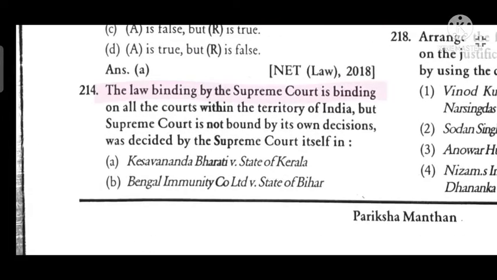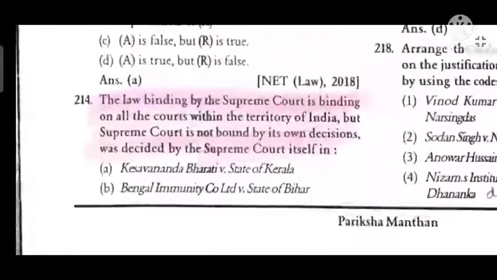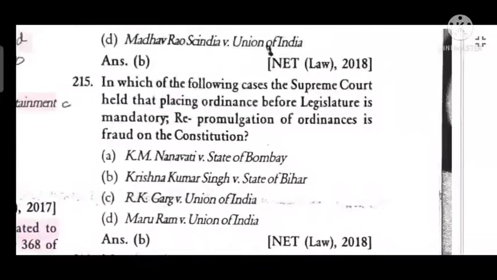The law declared by the Supreme Court is binding on all courts within the territory of India, but the Supreme Court is not bound by its own decision. This was decided by the Supreme Court itself in the case of Bengal Immunity Company Limited versus State of Bihar.